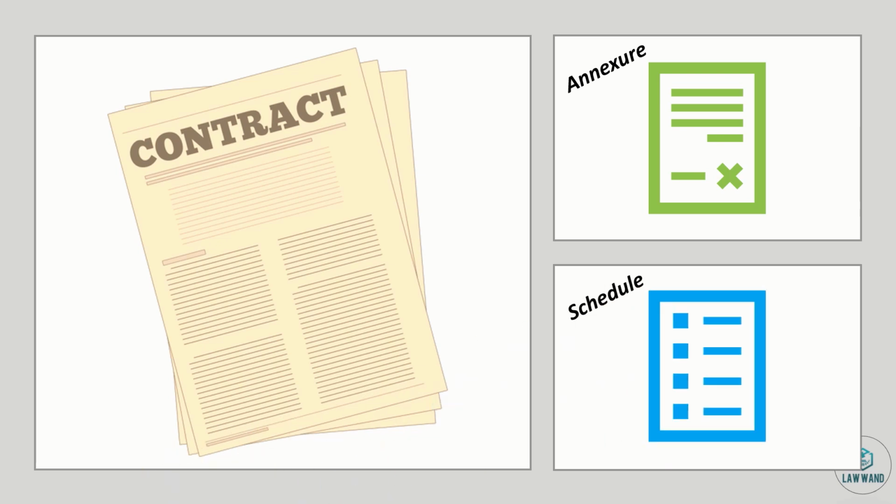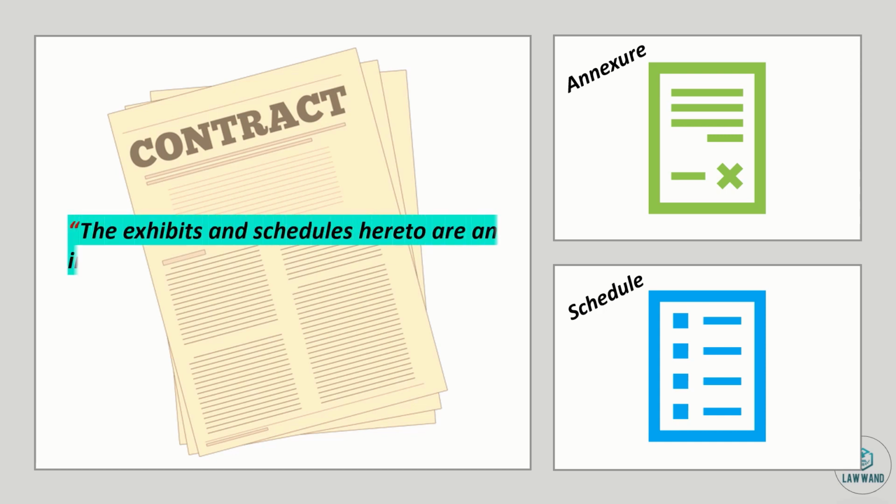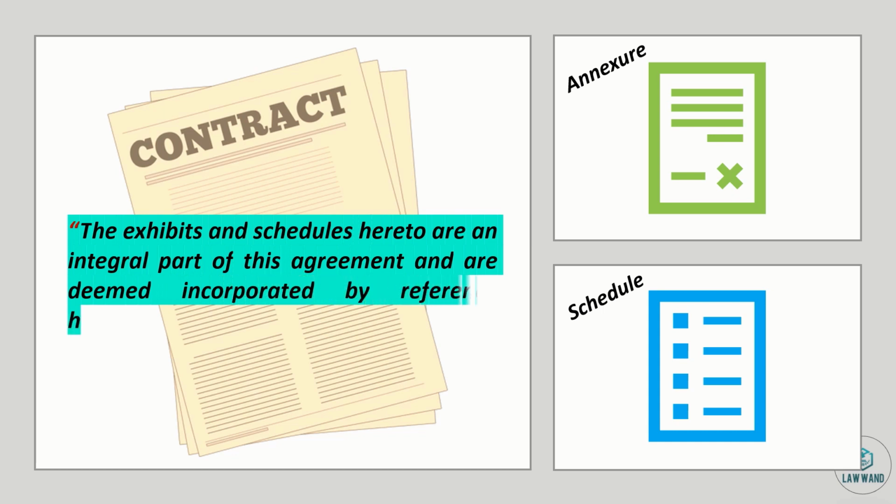In schedules, we generally find the long technical information related to the contracts. Schedules are used as quick references to avoid repeating such long technical information every time in the contract. For example, under schedules, you can give the full details of the security provided in case of a lending agreement. Further, if you want to clarify that a schedule is a part of the body of the contract, then you can state it by using sentences such as "The exhibits and schedules hereto are an integral part of this agreement and are deemed incorporated by reference herein," or any such other sentences which you deem fit.